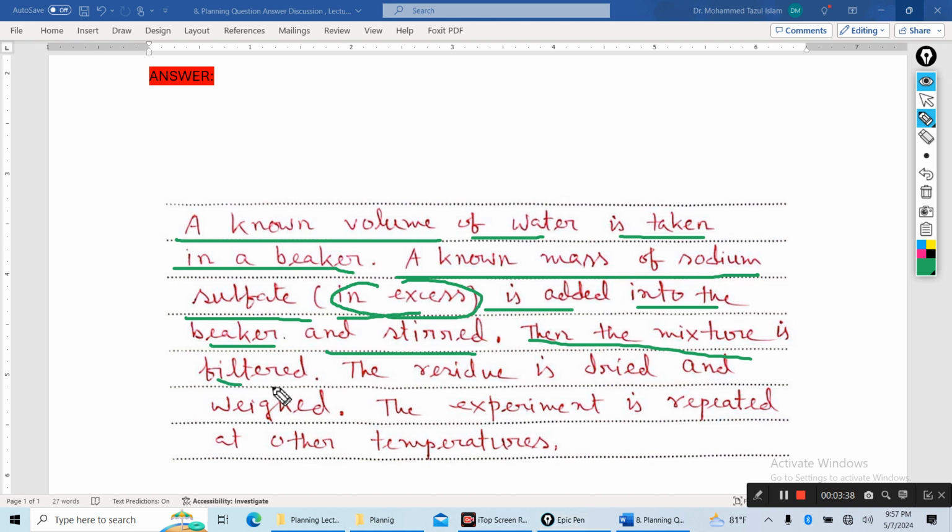Then the mixture is filtered, the residue, meaning undissolved sodium sulfate, is dried and the mass is taken. Then this experiment is repeated at higher temperatures, at different temperatures. Different temperature means 25 degrees centigrade, 35 degrees centigrade, 45 degrees centigrade.